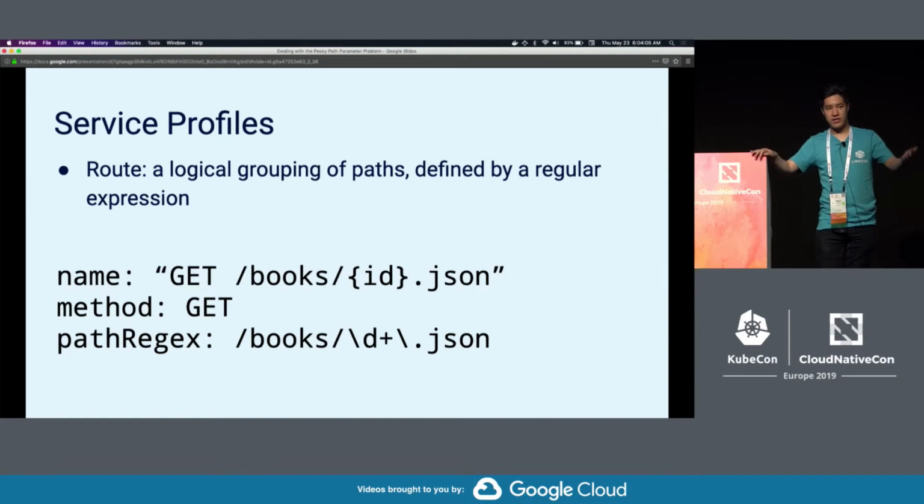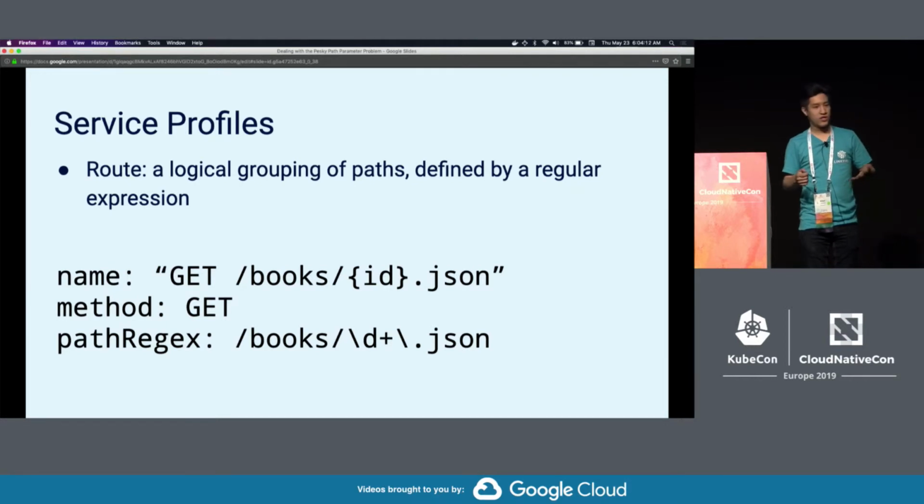And a route is just what we've been talking about. It's a logical grouping of paths. And it's usually defined by a regular expression. So this is what a route might look like. It's got a name. So in this case, the name is getBooksID.json. And this is just any identifier that lets you logically name that route.